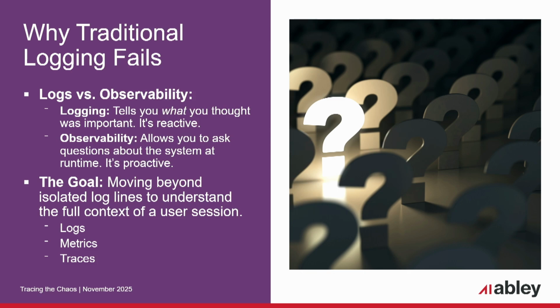Logging is like looking through a keyhole. You only have one fixed spot. Observability is kind of like having a camera that you can pan and zoom, and it lets you drill down from a symptom to the actual cause, whether it's a slow database query or a slow browser repaint. Our goal is simple. Move beyond isolated log lines and gain the full contextual journey of a user session.